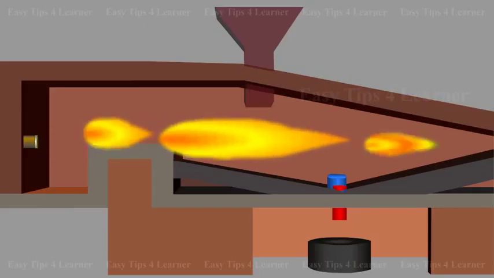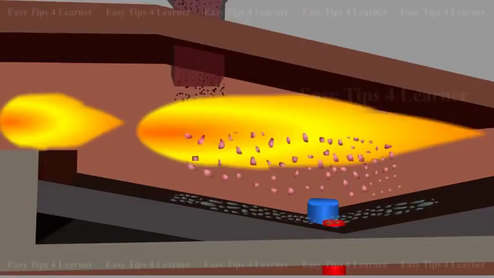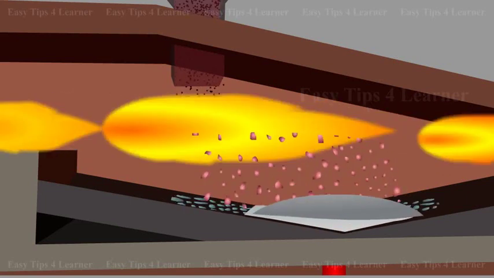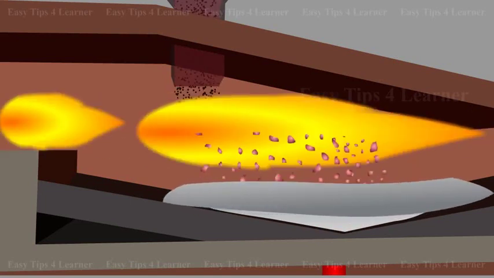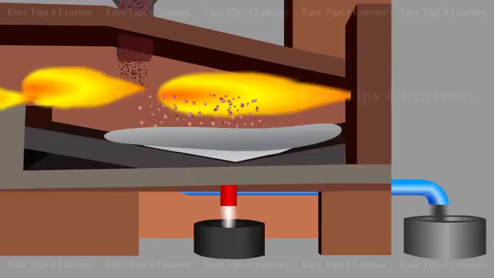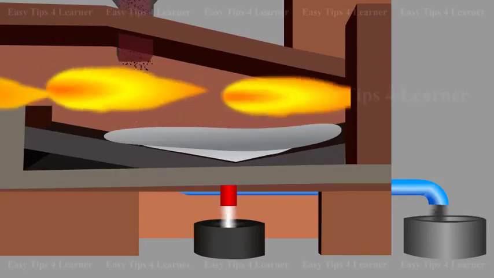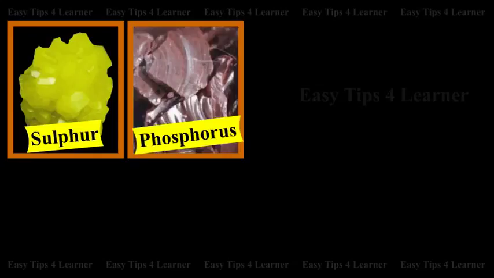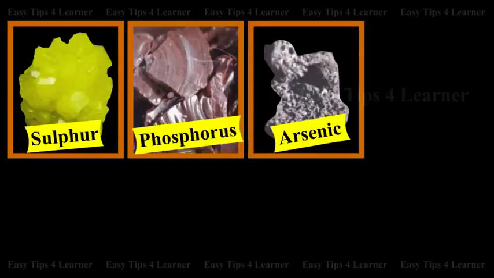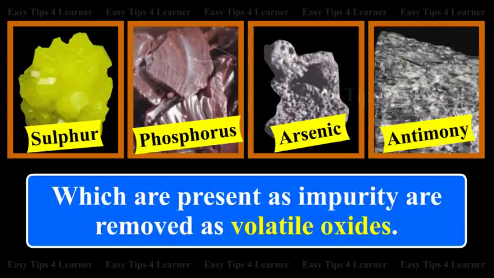Roasting. The concentrated ore is heated strongly in the reverberatory furnace in excess of air. During roasting, moisture is removed. The volatile impurities are removed. Sulfur, phosphorus, arsenic, and antimony, which are present as impurity, are removed as volatile oxides.